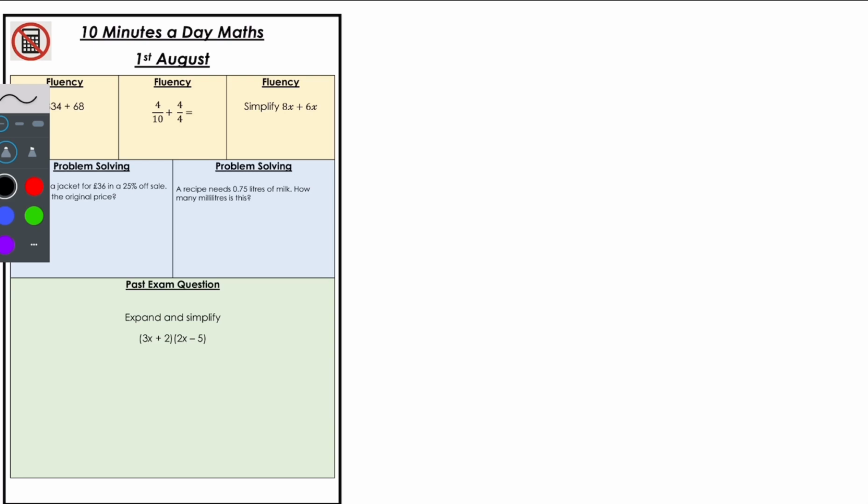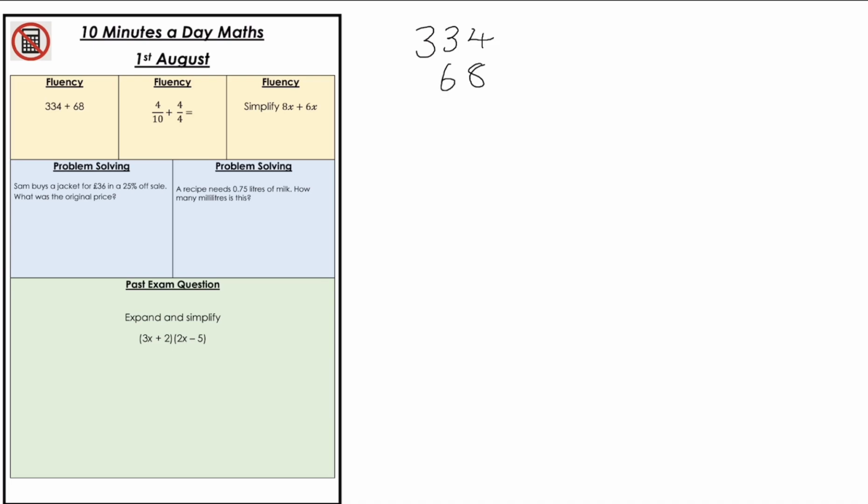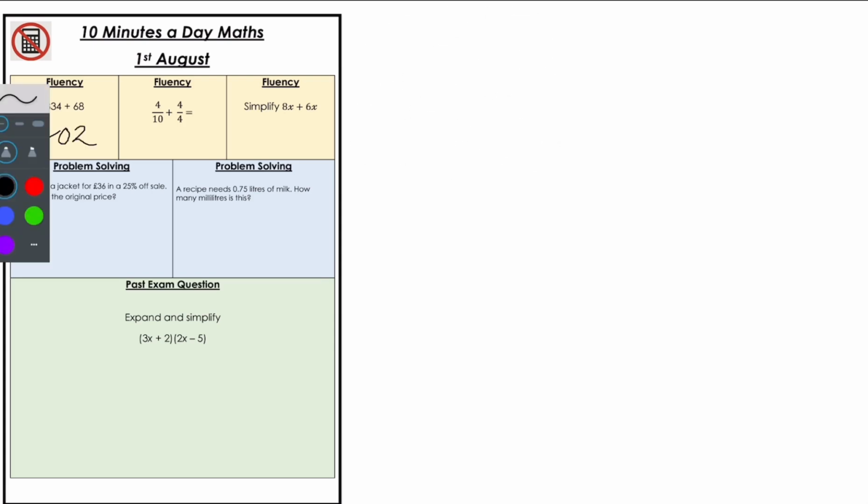This question is simple addition, and we're just going to use our column method in order to add. Okay, so 4 plus 8 is 12. Carry the 1, 3 plus 6 is 9, plus the 1 is 10, and then 3 plus this 1 is 4. So our first answer is 402. Okay, let's have a look at question number 2.